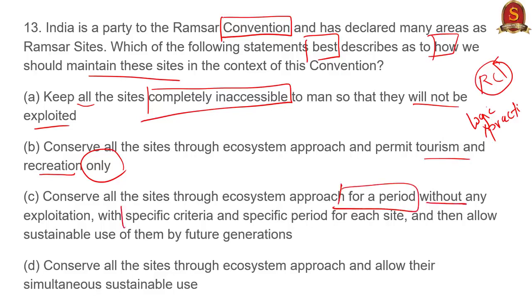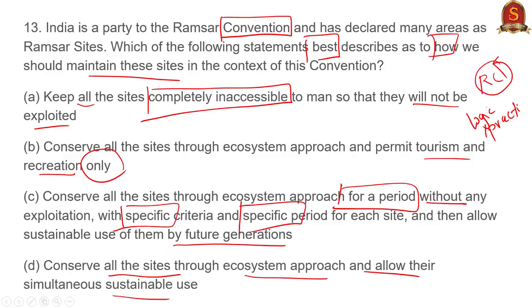without any exploitation, with specific criteria, specific period for each site, and allow sustainable use of them by only future generations. And look at option D. Conserve all the sites through ecosystem approach and allow their simultaneous sustainable use. Now, looking at the 4 options, you definitely see that D is practically possible.